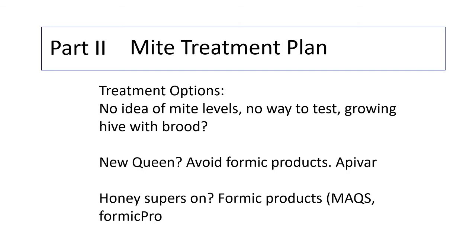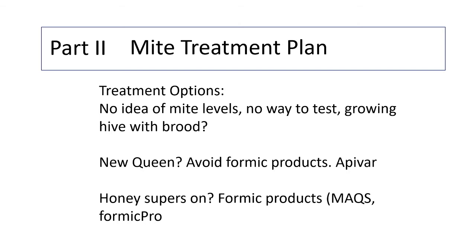Like, we'll have days where it's 85, and the next day is going to be 95. You're not going to have a 7 to 10 day period with temperatures below 80, which is what you really need for Max. So with a new queen, you have to use Apivar. If you're growing honey, well, you're not going to see the face of the hive. There's no point in having honey in a hive that has a new queen.